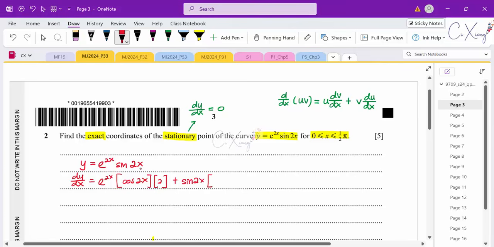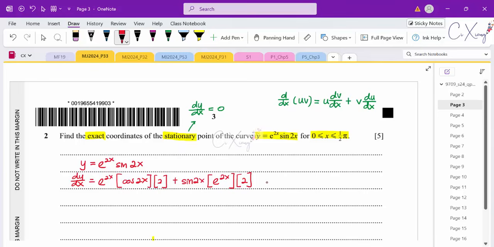So differentiate e power 2x, I get back the original thing, e power 2x. After that, I need to multiply with differentiation of the bracket. So when you differentiate 2x, you get a 2, right? So you have to multiply the 2 at the back. So this is our differentiation dy dx.